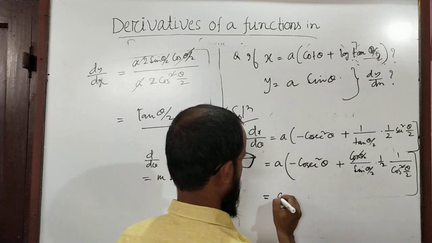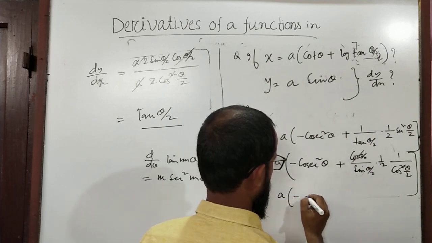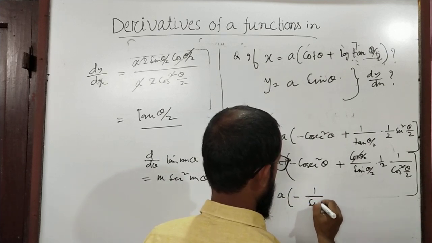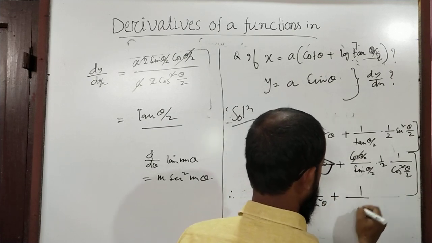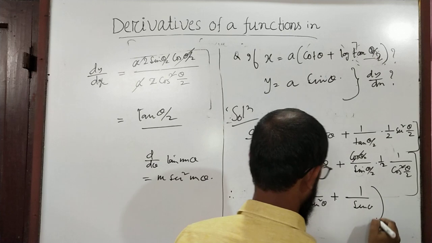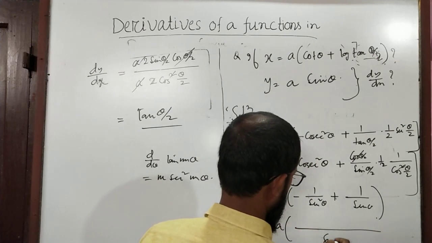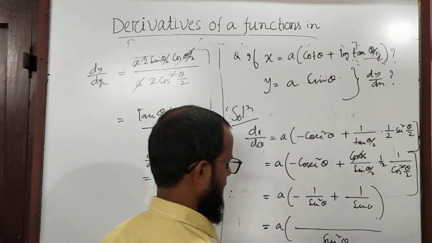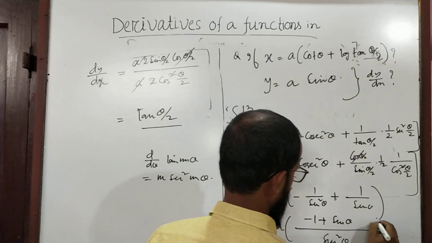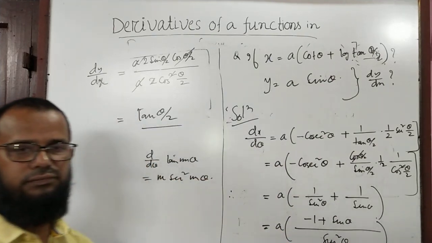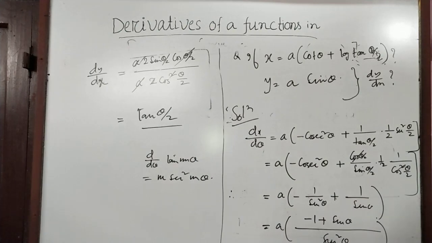So here a into 1 by sin square theta plus 1 by sin theta. We can take the LCM. It will be sin square theta, and here it will be minus 1 plus sin theta. This is your A. Okay, this is your dx by d theta.